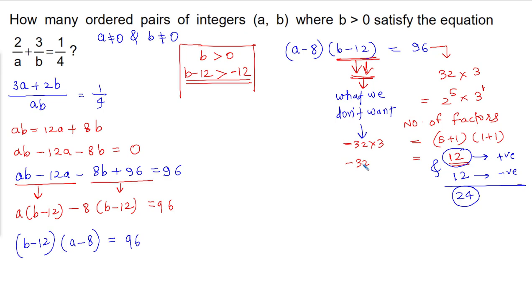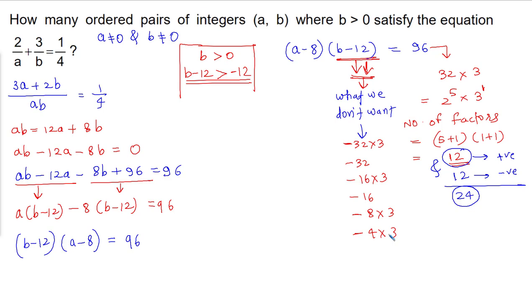We don't want b - 12 to be -24, we don't want it to be -16. -8 is fine, -4 is fine. We don't want b - 12 to be -12, since -4 into 3 is -12 and b - 12 cannot be -12. We want b - 12 to be greater than -12.